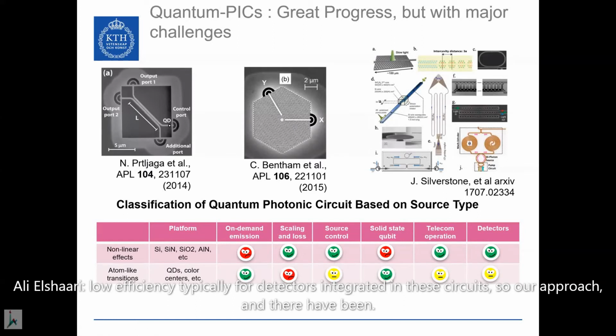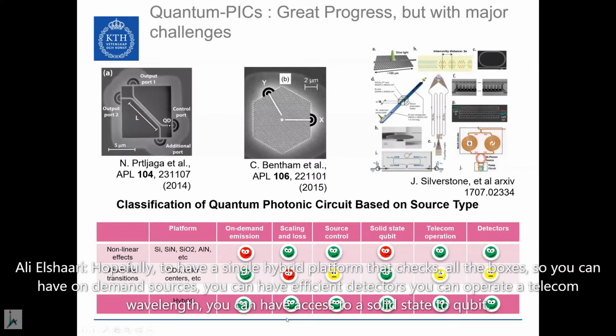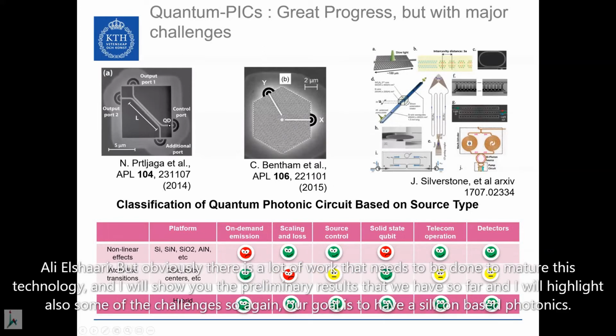So our approach, and there has been recent progress in this field, is to combine these two materials or these two approaches in one hybrid platform, hopefully to have a single hybrid platform that checks all of the boxes. So you can have on-demand sources, you can have efficient detectors, you can operate at telecom wavelength, you can have access to a solid-state qubit. But obviously there is a lot of work that needs to be done to mature this technology.